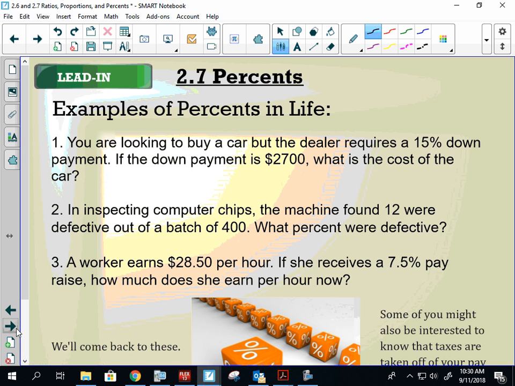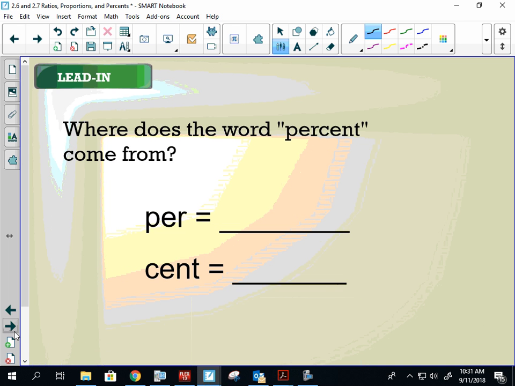One of them is down payment on a car. Second one is determining defective items. If you work for a company, you need to make sure that your company is meeting the industry standard for how many items are defective in a batch. Other places are pay raises or even taxes. So in some states, you have to pay sales tax. In Montana, we don't, but the majority of states do. So we need to be able to work with percents.